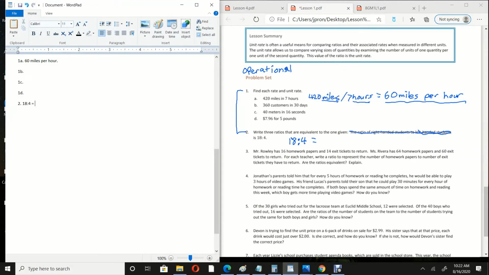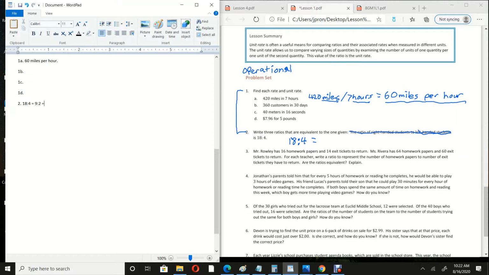And then you're going to come down to number 2, 18 to 4. What are some equivalent ratios? So you're going to put 18 to 4 equals 9 to 2. Well, there's one example for you. You can divide them both by 2. So 9 to 2 is equal to 18 to 4.